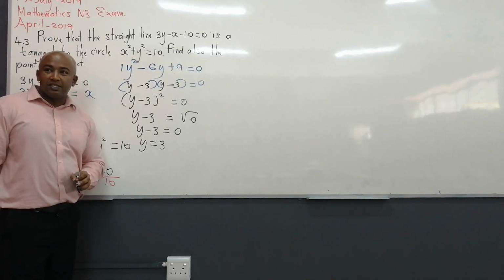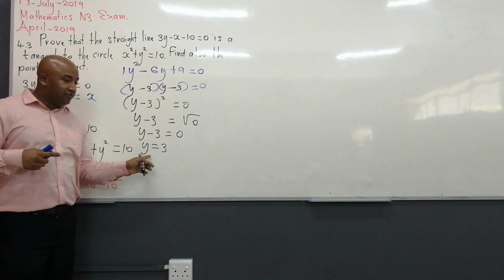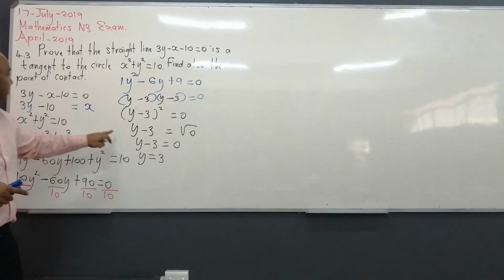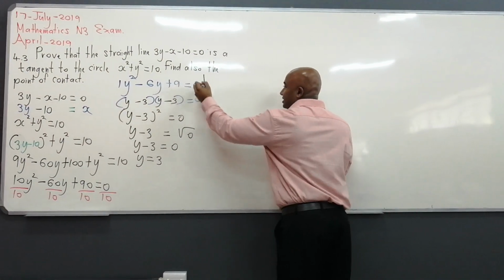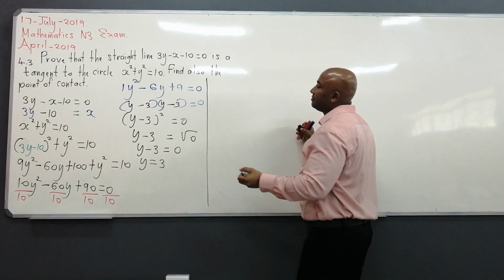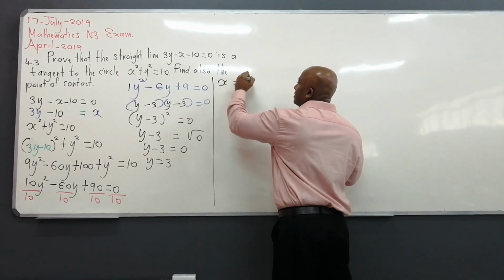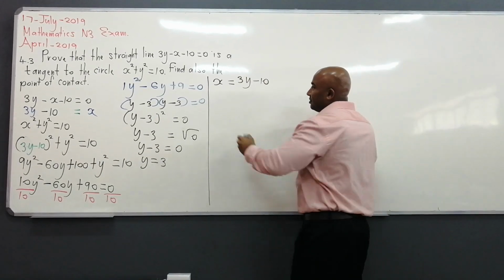So what do we notice now? There's only one y value here. Can you see that? There's only one point of contact here, one y value. So when y is equal to 3, what is x equal to? Let's substitute it and see. What is x? x is equal to 3y minus 10.